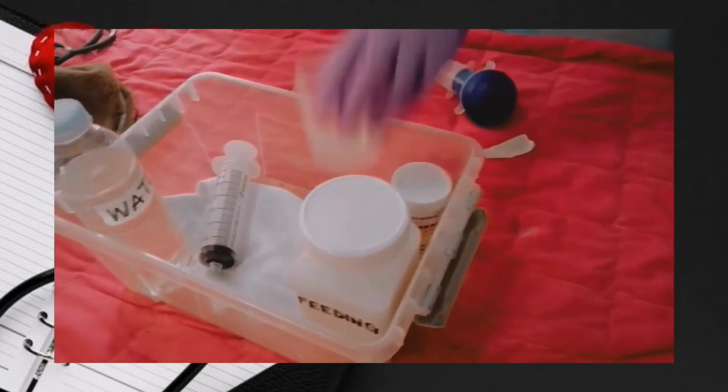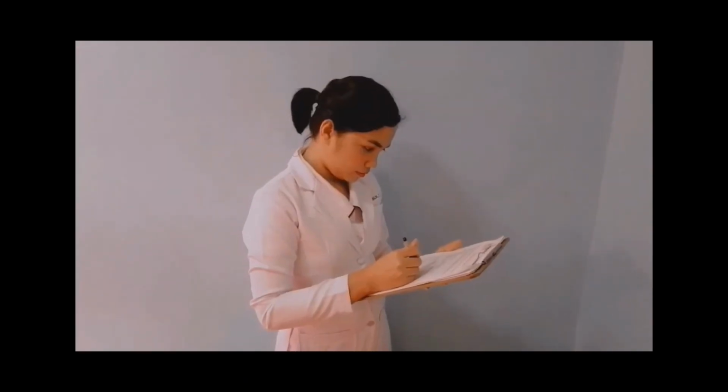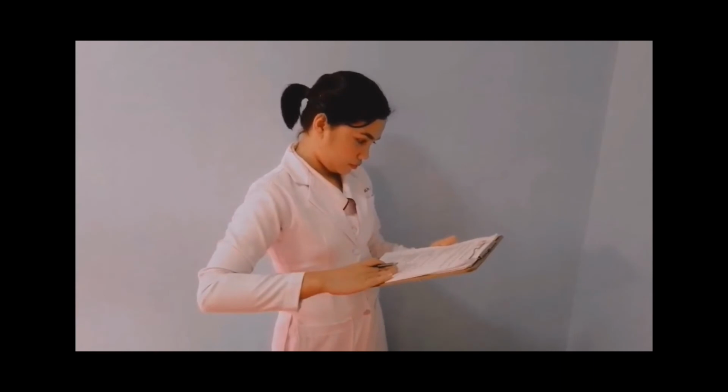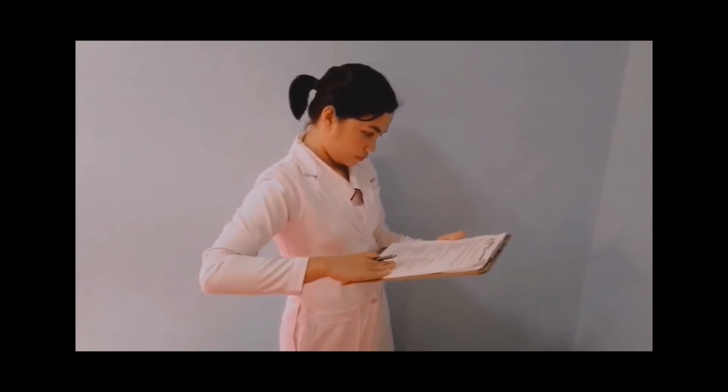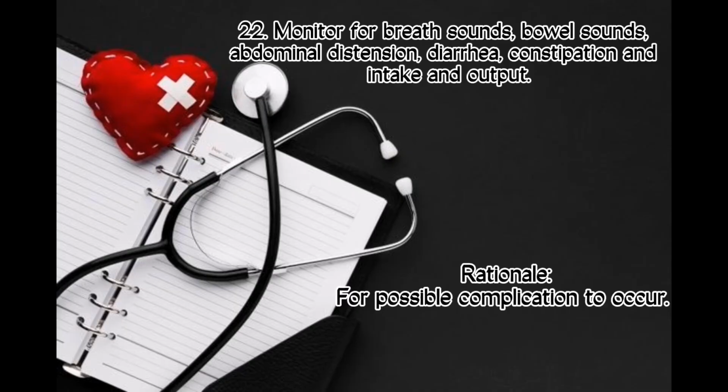The next procedure is to clean and discard the equipment. This is to prevent infection. The next procedure is to document the type and amount of feeding, amount of water given and tolerance of feeding. This is for information to the health practitioner and legal purpose. The next procedure is to monitor for breath sounds, bowel sounds, abdominal distension, diarrhea, constipation, and intake and output. This is for possible complication to occur.